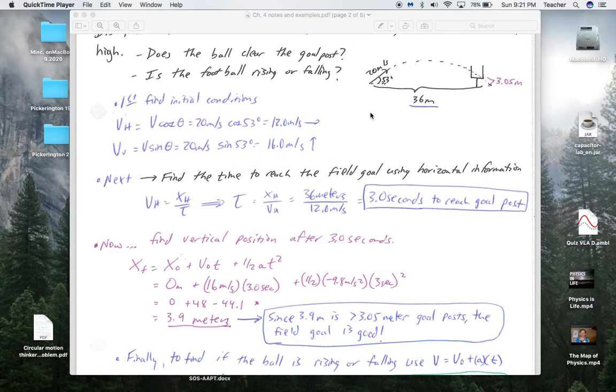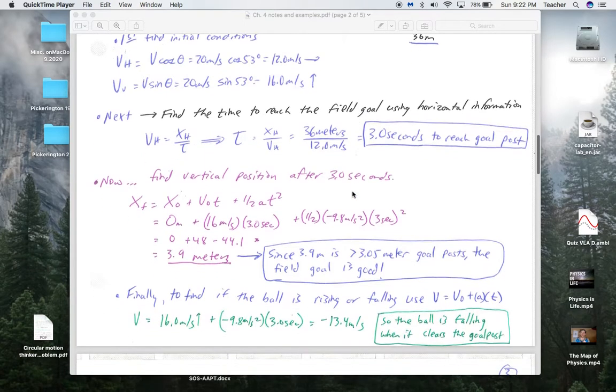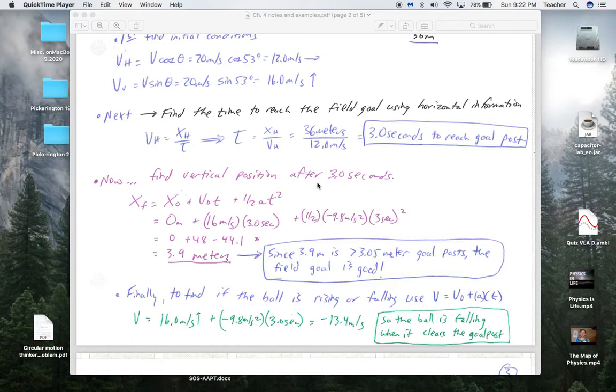The next thing I'm going to do is find the time it takes for the football to get to this point. I know that the horizontal speed is going to be consistent at 12 meters per second, so I can rearrange this equation to find the time. It's going to take 3 seconds to reach that field goal post. So now I can find the vertical position after 3 seconds and the vertical velocity after 3 seconds.